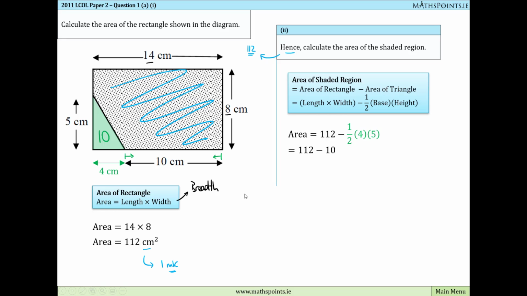Finally, if we're looking for the area of the shaded region, it's the 112, the area of the rectangle, minus 10, the area of the triangle, and we get 102 centimeters squared. And again, don't forget to include the units in your question.